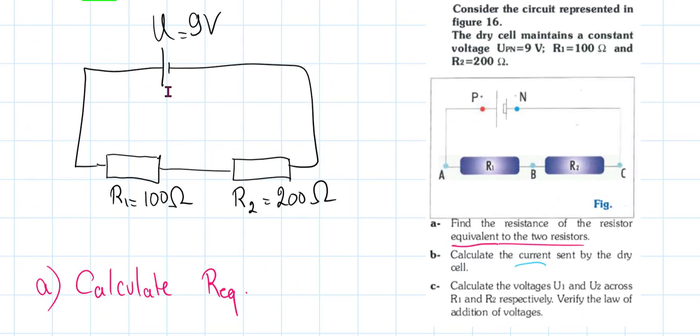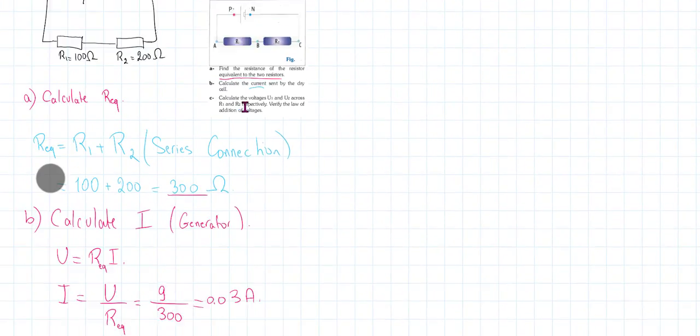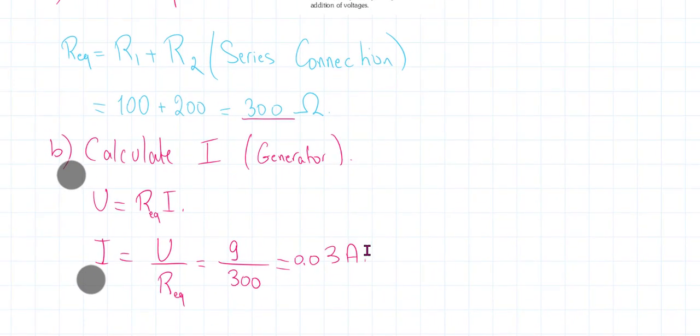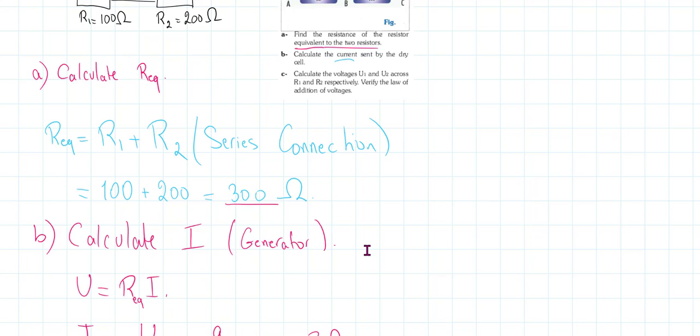In part B, they ask to calculate the current sent by the generator. To calculate the current I sent by this generator or by this dry cell or battery, we can use Ohm's law. Ohm's law states that U equals R times I. The voltage is given as 9 volts, and the resistance we just calculated is 300. Then we can find I equals U over R, which is 9 over 300, which is 0.03 amps. That's all for this application 1 and 2.